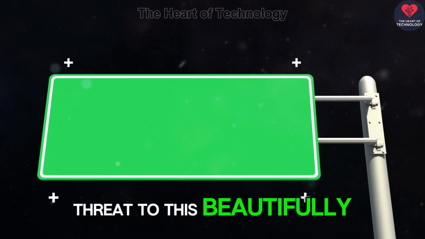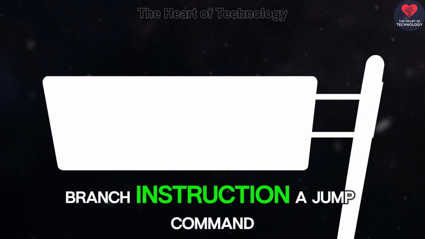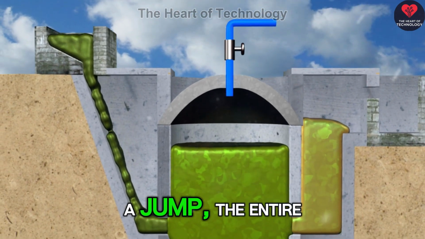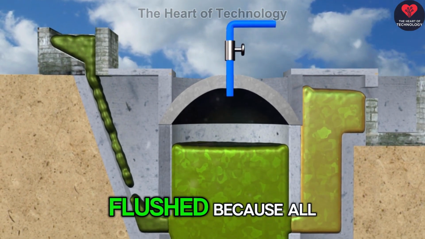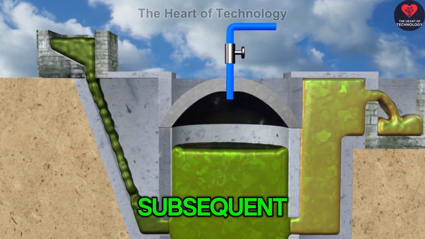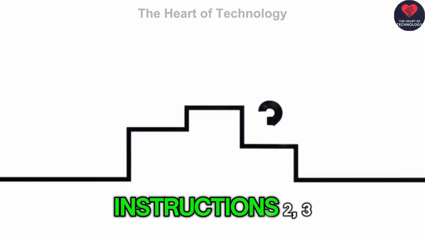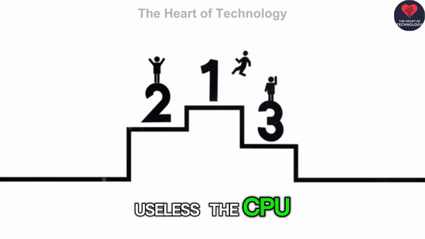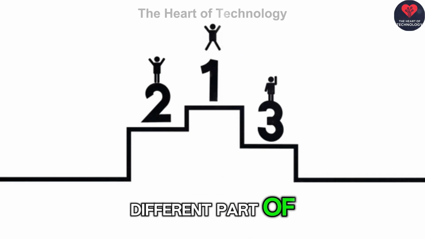The biggest threat to this beautifully smooth assembly line is a branch instruction, a jump command. If the CPU is happily pipelining instructions and then suddenly hits a jump, the entire pipeline must be flushed because all the work it was doing on the subsequent instructions, instructions 2, 3, and 4, is now useless. The CPU has to jump to a completely different part of the program.